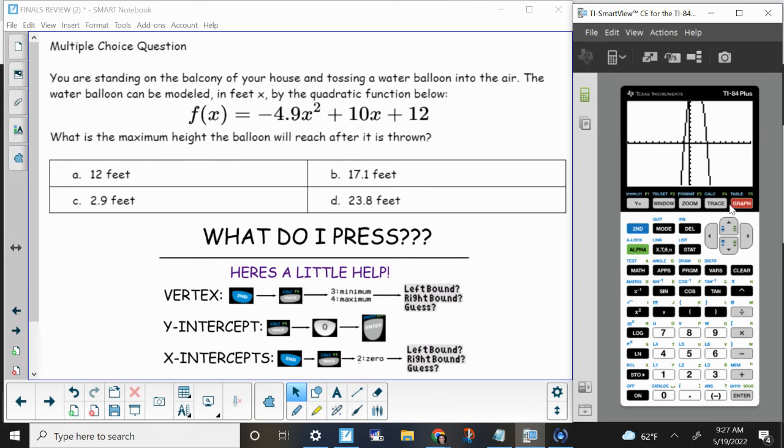As you will see, my graph does not fit the box or the screen. So I'm going to have to make some adjustments to what I'm looking at. So I'm going to hit my zoom button, and I'm going to zoom out. All right, and I can just hit enter after that, and it will zoom my graph out. Now it's too small.